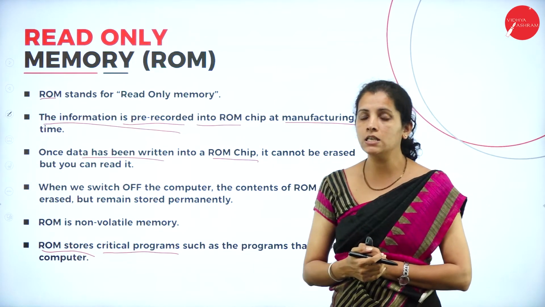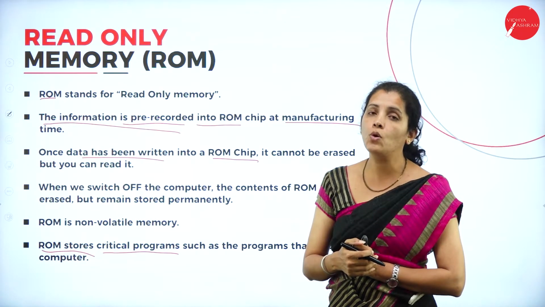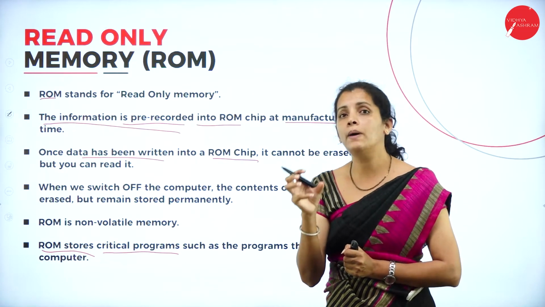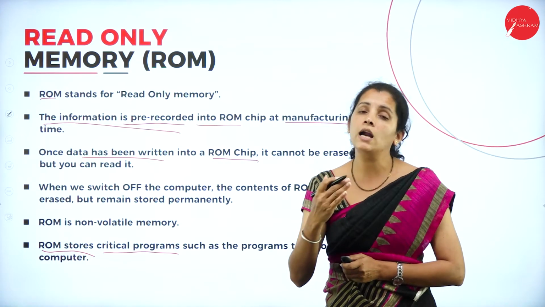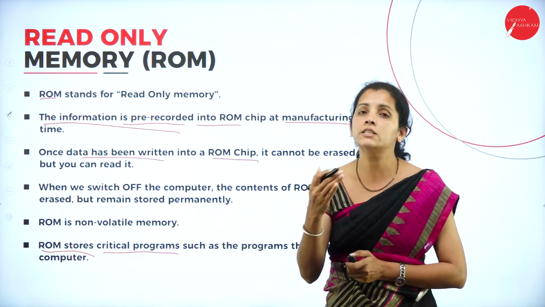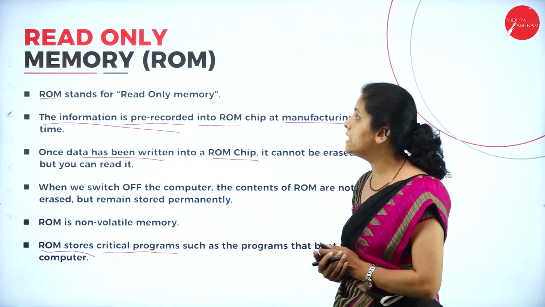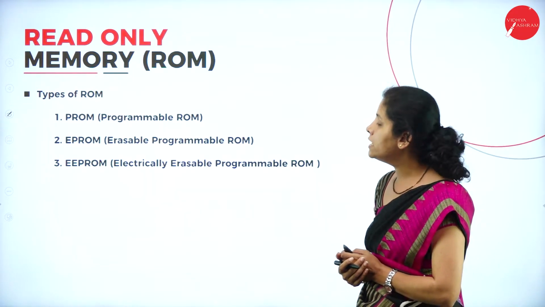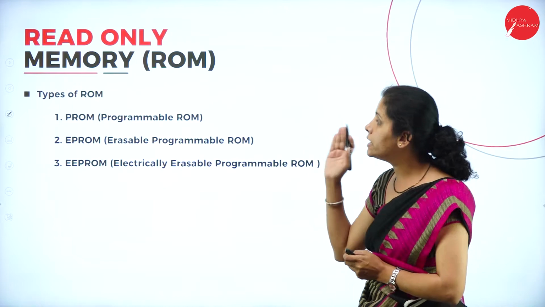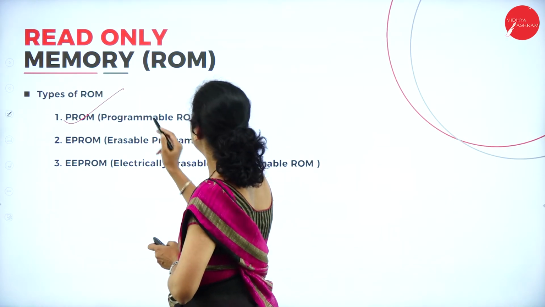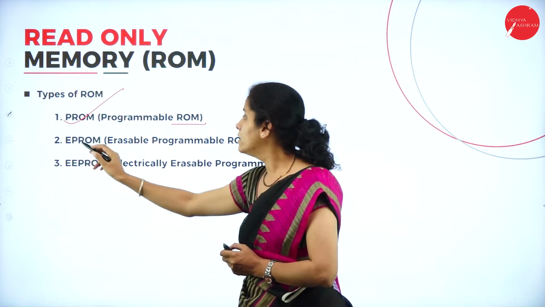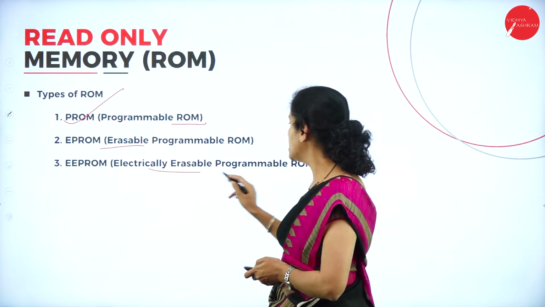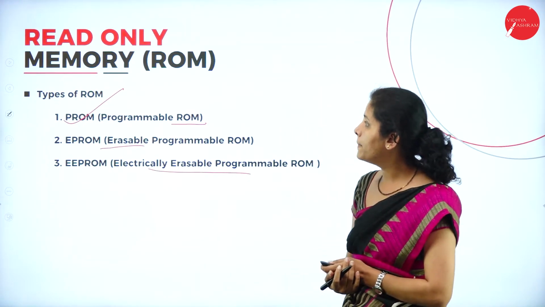Now the question arises, what kind of programs are stored in the ROM? That is the program which is required by the computer system to start up. That is nothing but the bootstrap programs stored in the read-only memory. Now, the read-only memory is further classified into three types: programmable read-only memory, erasable programmable read-only memory, and electrically erasable programmable read-only memory.